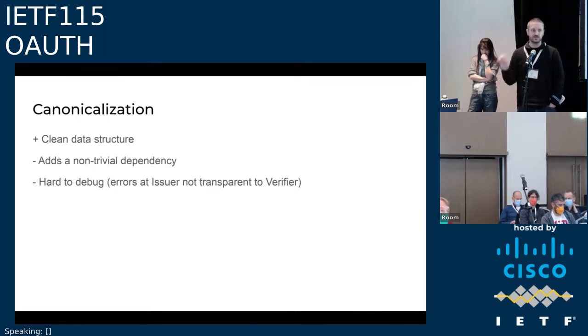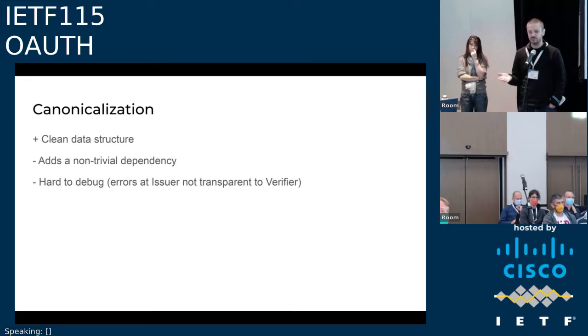Canonicalization gives you a clean data structure, so you can just transfer things essentially as they are. But the problem that we saw with that is that it adds a really non-trivial dependency. So you need to ensure that issuer and verifier follow exactly the same rules, that there are libraries that implement that. And if you happen to implement it yourself, or the library is not well implemented, it can be really hard to debug, because the issuer just sends you something, but you will never learn what the issuer actually hashed to get to that hash value that you get alongside. Obviously you can test that, you can do conformance tests and so on, but if you happen to have an error somewhere, it's really not transparent to the verifier what's happening, and it can be really hard to debug. Next slide, please.